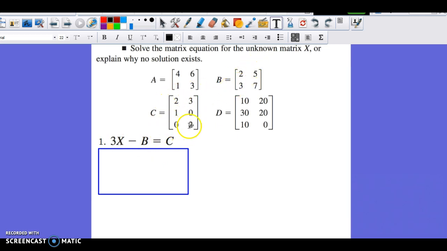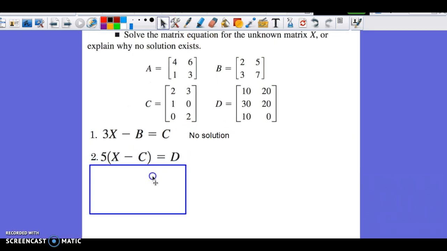So if I start with c and I add b to it, can that happen? Can you add these two together? The answer is no, because they're not the same dimension. So this one would actually not have a solution, because the dimensions aren't the same. So let's look at another one.